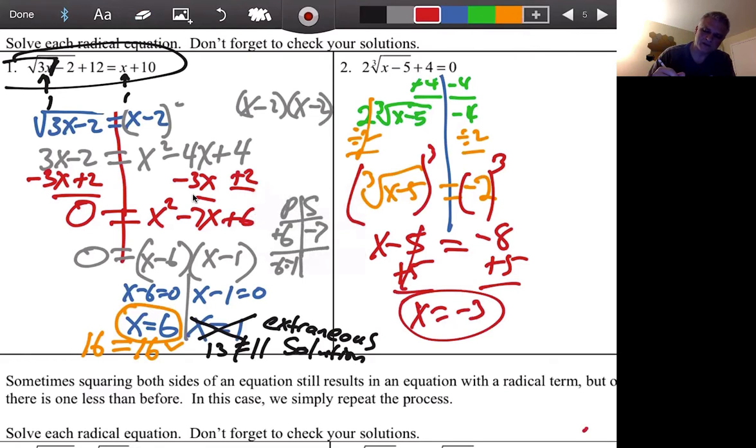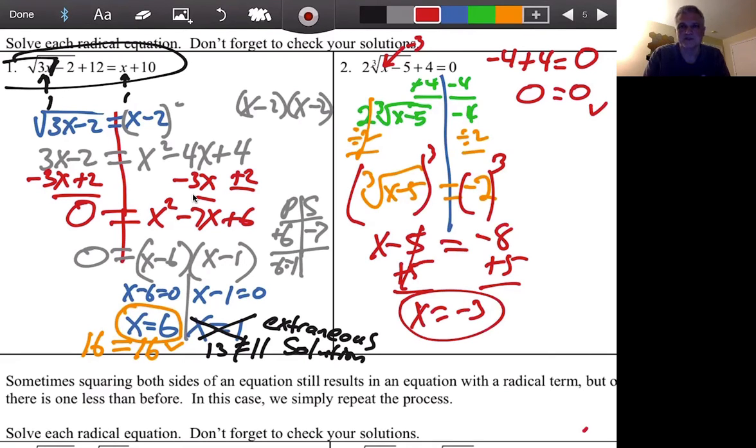Let's try it. So negative 3 minus 5 is negative 8. The cube root of negative 8 is negative 2. So 2 times negative 2 is negative 4. Negative 4 plus 4 on one side, 0 on the other side. This one works. So x equals negative 3 is a good answer. It's not extraneous.